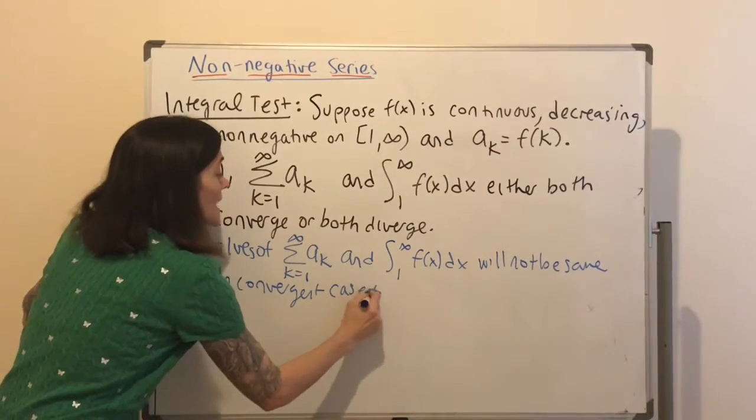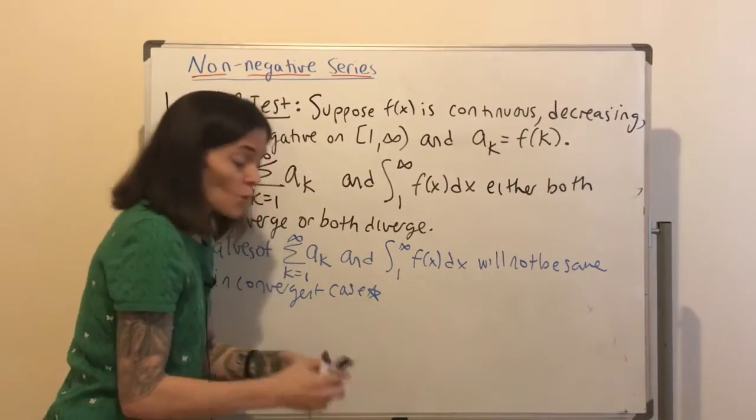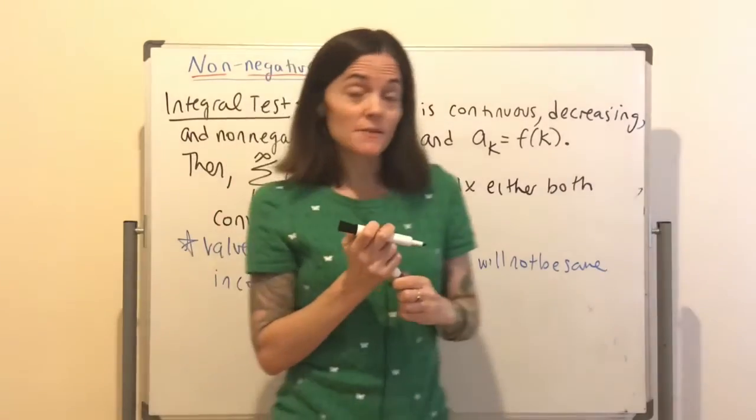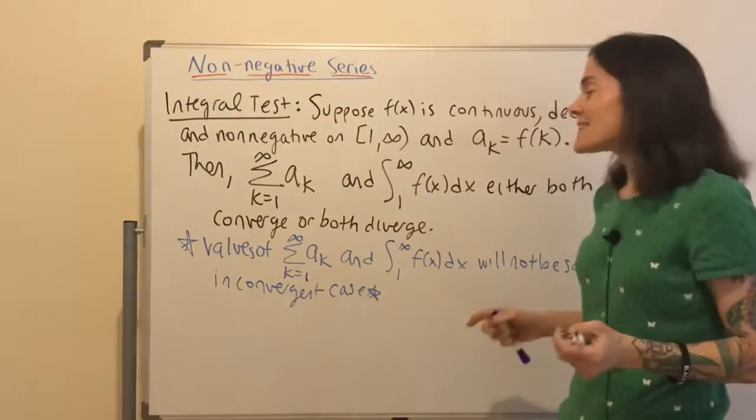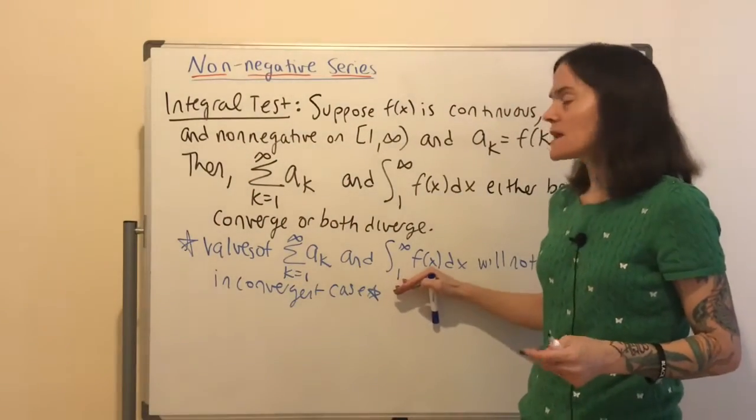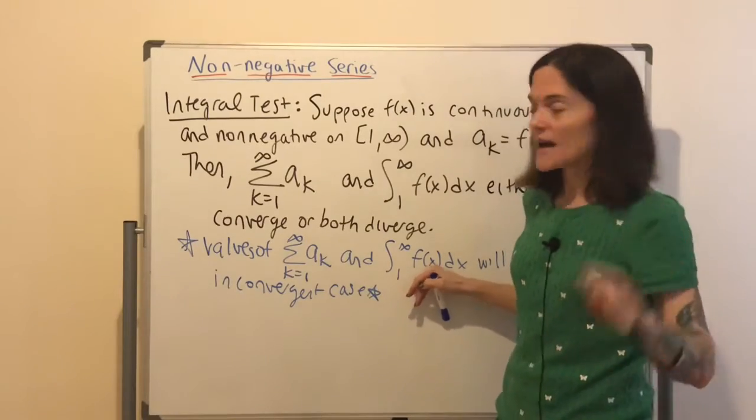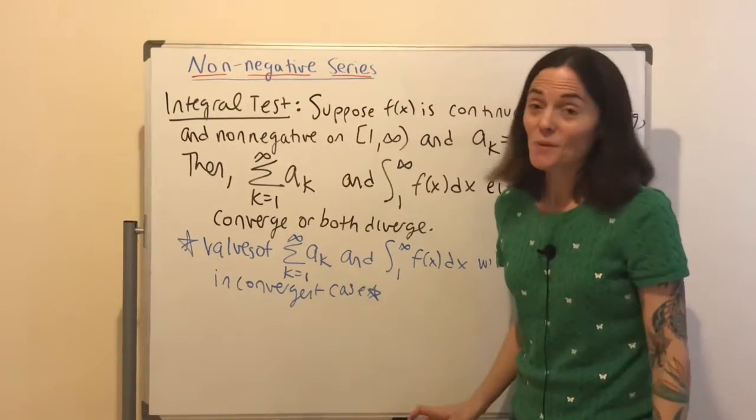So when you're in the case, and this is important to understand, when you are in the case that both series converge, it's not the case that you know the value of this integral, say it's 5, that the sum is 5. It doesn't work like that.